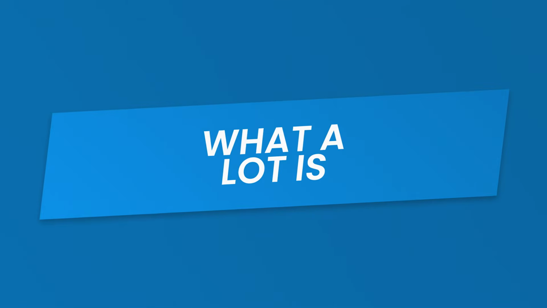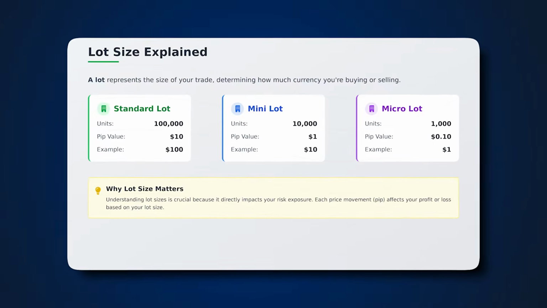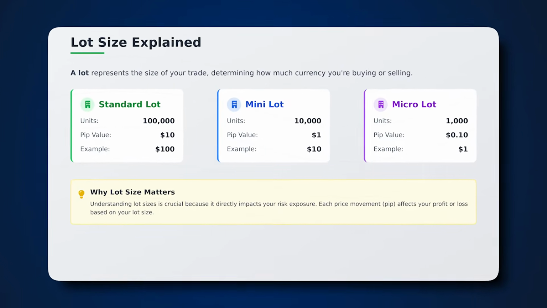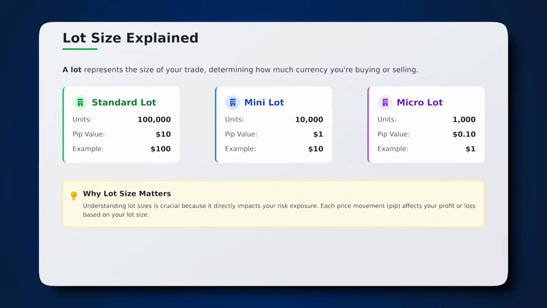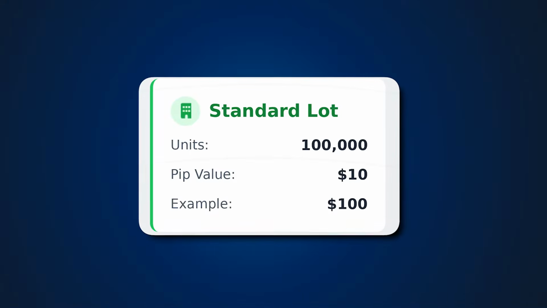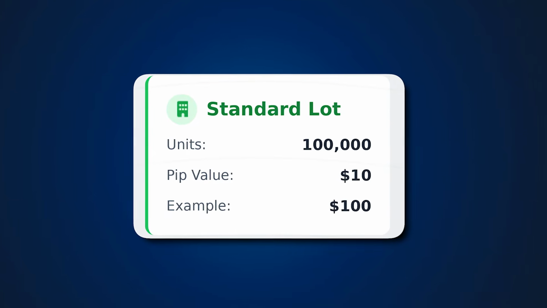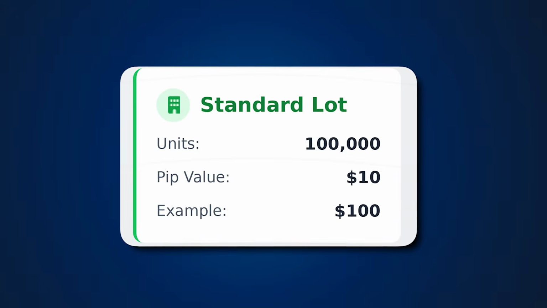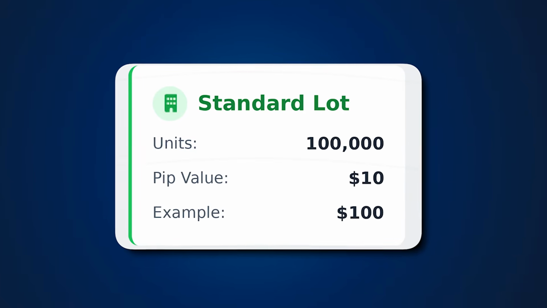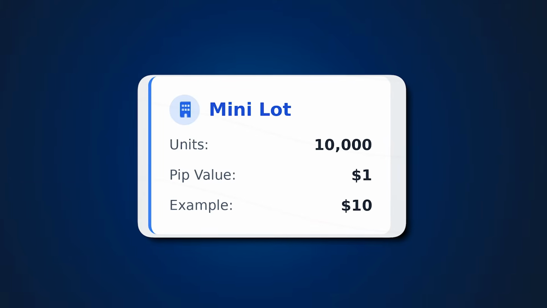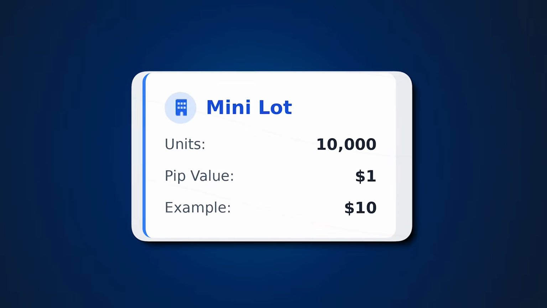Now let's talk about what a lot is. In Forex, trades are measured in lots, which simply represents the number of currency units that you control. And it's broken down into 3 different types of lots. You get the standard lot, which represents 100,000 units of your base currency. And the pip value for this will be $10 for every pip that moves. Then you have the mini lot, which represents 10,000 units of your base currency.